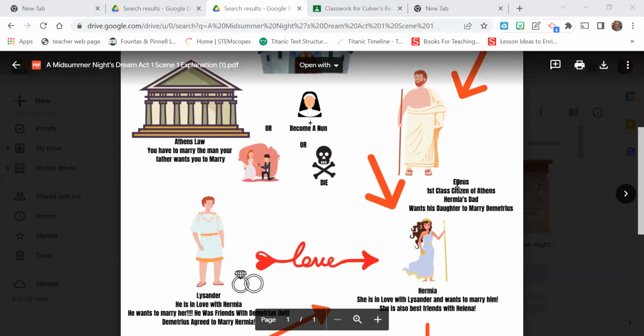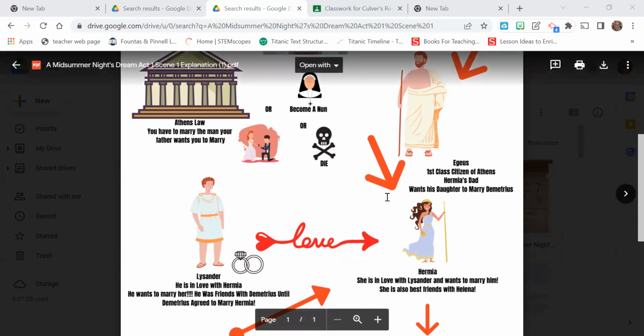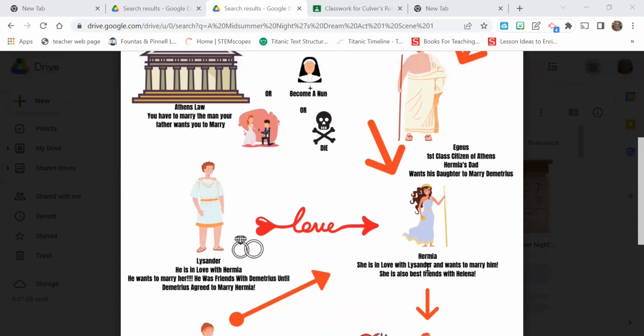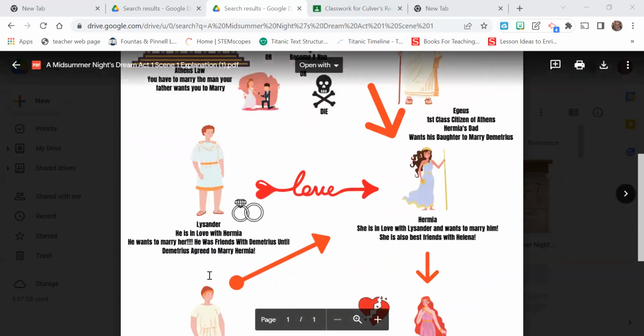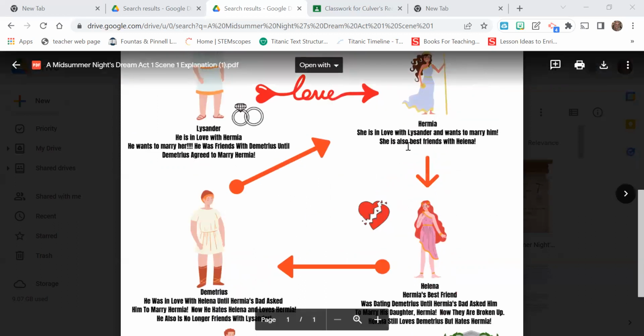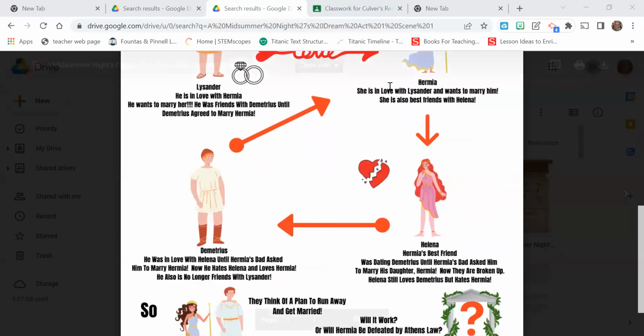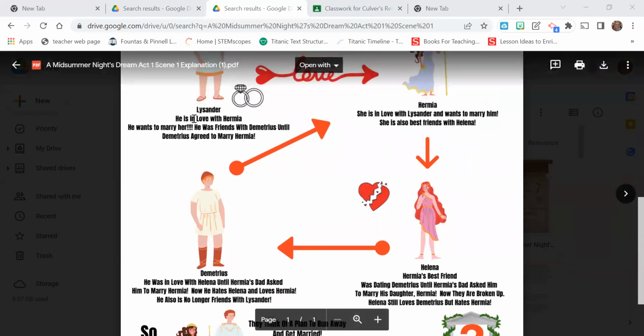So Aegeus is one of the main characters. He's a first class citizen of Athens, and he's Hermia's dad. He wants his daughter to marry Demetrius, who is this guy over here. Problem is that Lysander is Hermia's boyfriend. So Lysander and Hermia both love each other, but Demetrius loves Hermia too. But here's where the little triangle comes in. We have Hermia and Helena, who are best friends, and we have Demetrius and Lysander, and they're good friends, and all 4 of them are good friends.